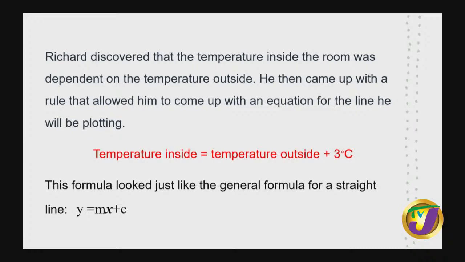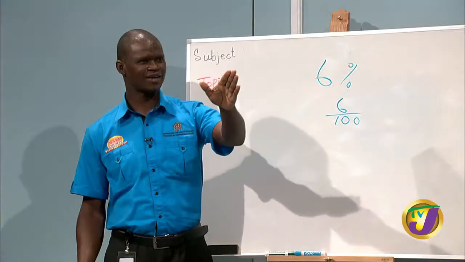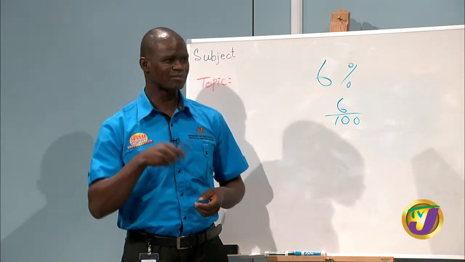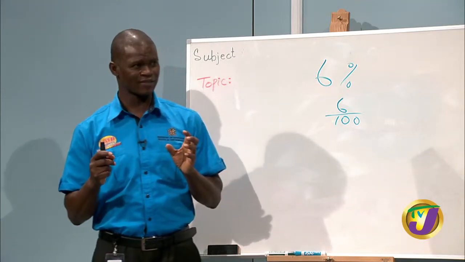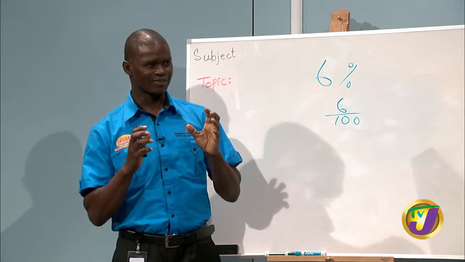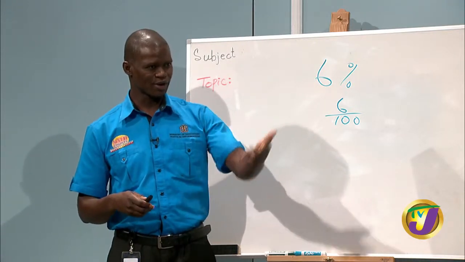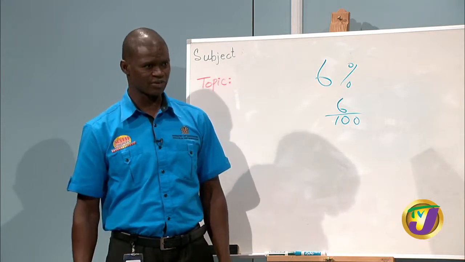Now, this formula looked just like the general form of a straight line. So remember, we spoke about the straight line that you're familiar with. Y is equal to mx plus c. Yes. And another concept that is coming out here, it made mention that the temperature inside the room was dependent on the temperature outside the room. So here we are having two other words we need to look at, dependent and independent. Which we are going to touch on as we venture further.